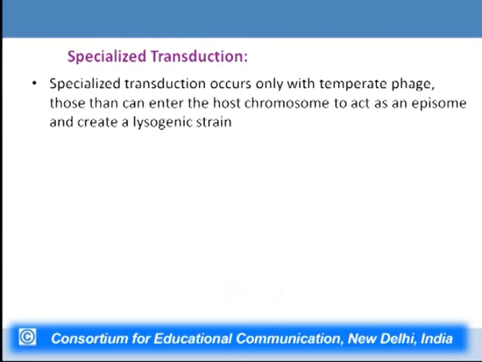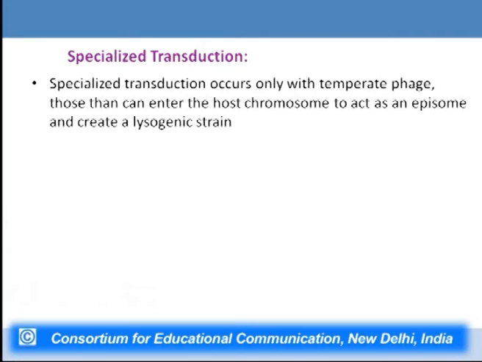Now, specialized transduction can occur only with the temperate phages. As I told earlier, generalized transduction can occur only when the bacteria is infected by lytic phages. Specialized transduction occurs only when the bacteria is infected by temperate phages. Temperate phages are those phages which can either start a lytic cycle or start a lysogenic cycle. Mostly they enter the host chromosome, that is, they get integrated into the chromosome of the host like an episome and create a lysogenic condition.